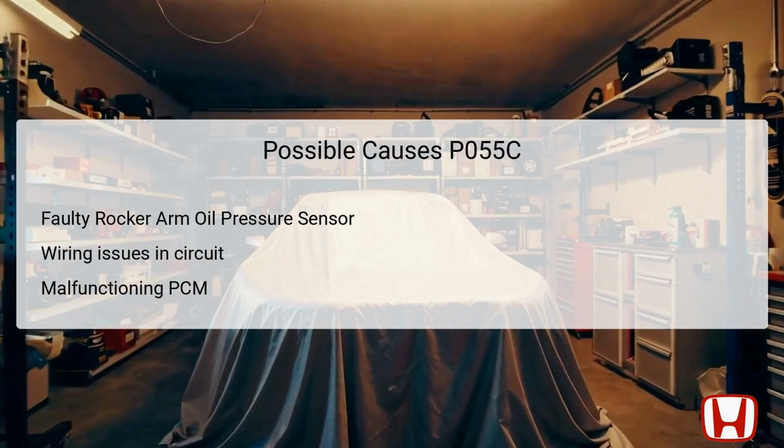The final possible cause involves a malfunctioning powertrain control module, PCM. If both the sensor and wiring are found to be functional, the PCM itself may be the source of the problem due to its role in processing signals from multiple sensors. Proper diagnosis requires thorough checks of all these components to accurately identify the issue causing the trouble code.